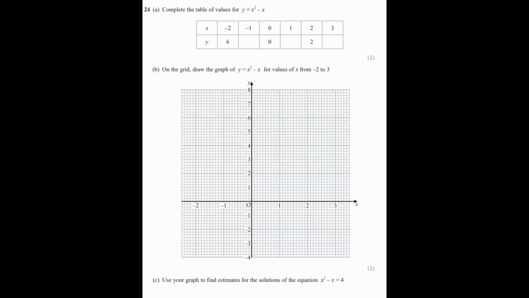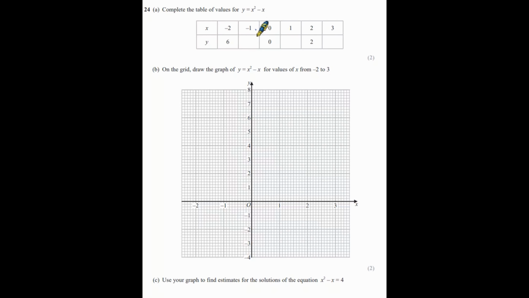Question 24a. It says complete the table for values of y equals x squared minus x. So what do we do here? We've got a box with all the values of x and the values of y. 3 of the values of y have been given to us. We need to work out the ones in the empty boxes. So we look at the value of x and we put it into this little equation here. And I can see there are minuses everywhere, so we're going to have to be careful.